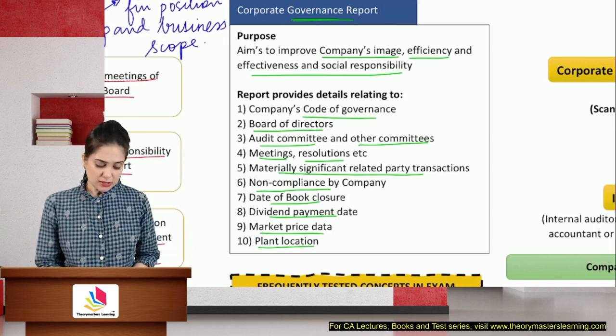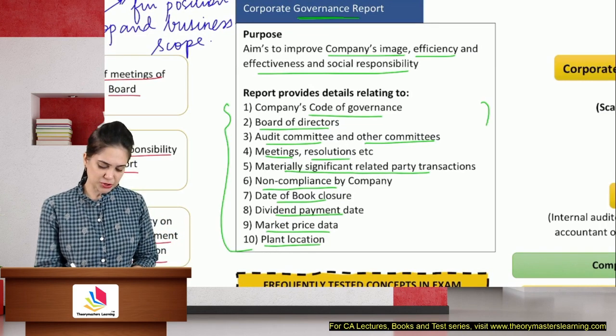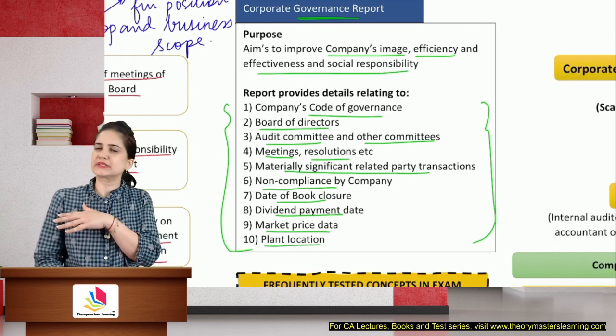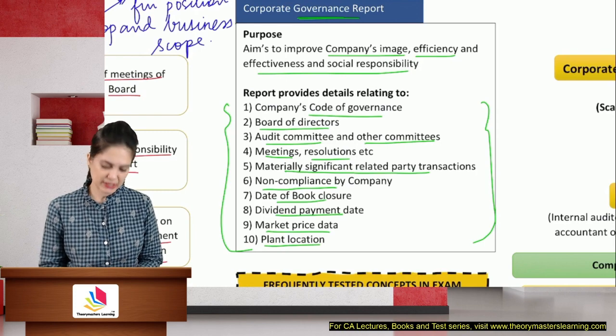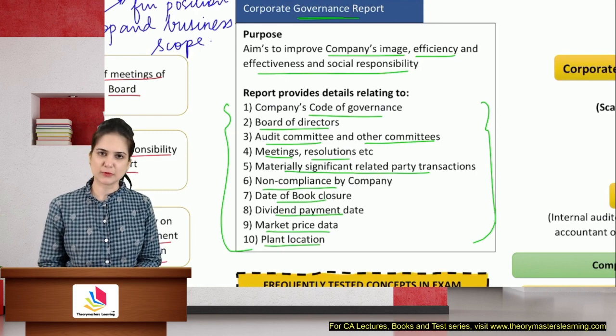Okay, so these are the 10 points which you can remember for exam purposes. Otherwise there is a lot of other data also which is mentioned in the corporate governance report. Again, this also forms part of the annual report.